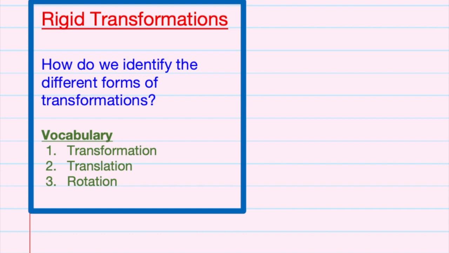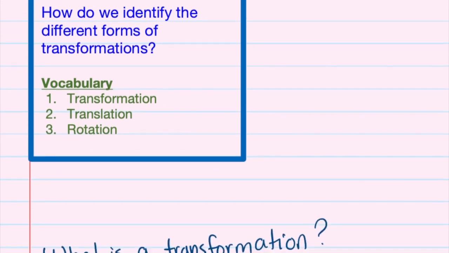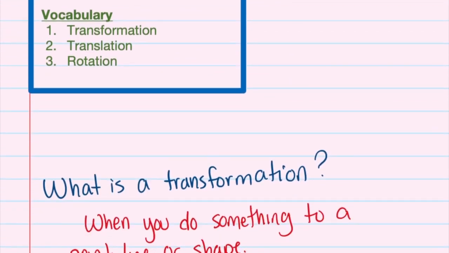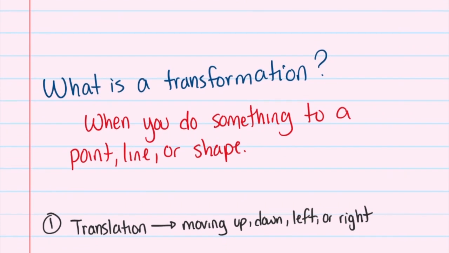Okay guys, so this video is just a quick review on the 4 transformations we're going to see in this unit 12. So the first thing is, what is a transformation? It's when you do something to a point, line, or shape. The first thing you can do is a translation.